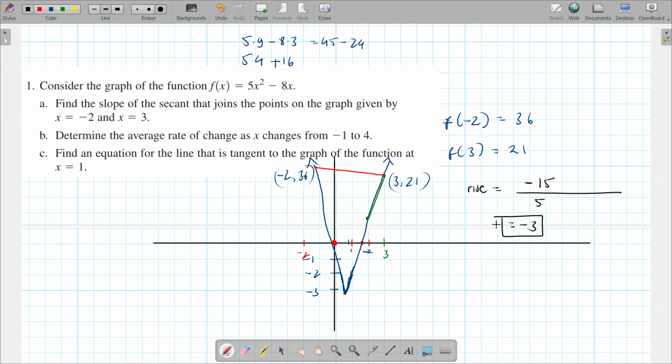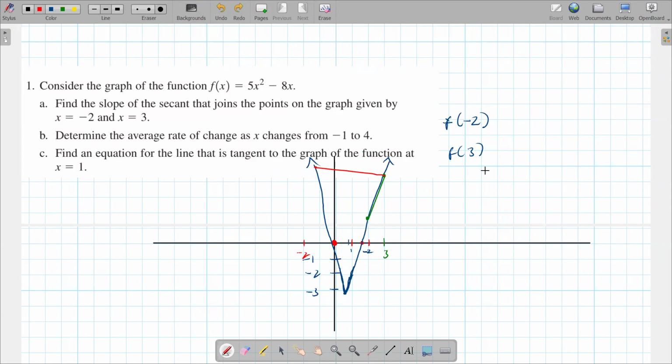That's all there is, right? Part B is the exact same question. It's from -1 to 4. We're not going to do it, but we're trying to find the slope of this line here. 4 is not on this page, but right there. It's the same process: find f of -1, find f of 4, and then just do rise over run, and it will give you the slope. The last part there, find an equation.